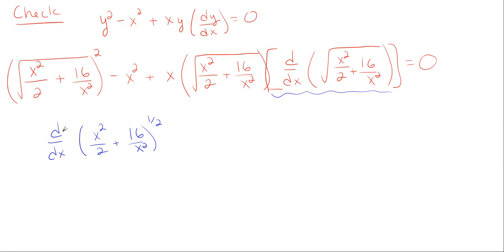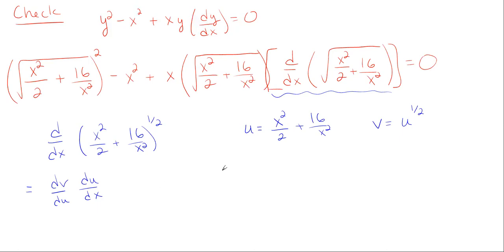In order to find the derivative of this little expression right here, I'm going to use the chain rule. So utilizing the chain rule, I'm going to set up some variables here. I'm going to set u equal to everything inside the 1/2 power, so x squared over 2 plus 16 over x squared. And then I'm going to set up a second variable, v, which would just be u to the 1/2 power. So the derivative of this expression in blue would be equal to dv/du multiplied by du/dx.